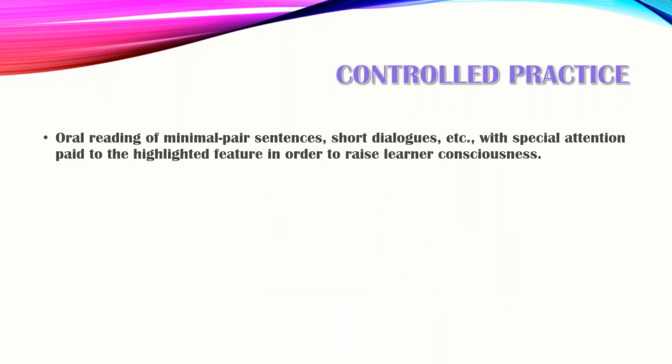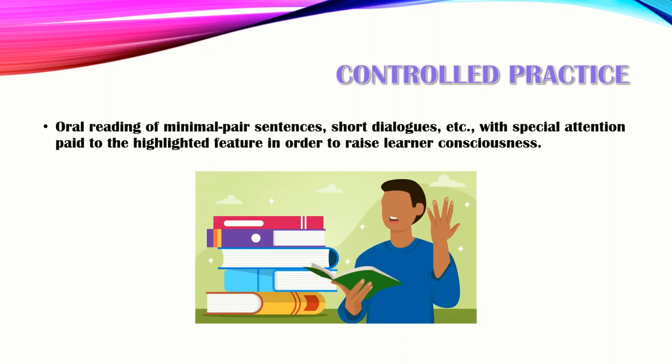The third stage of this framework is controlled practice, which consists of oral reading of minimal pair sentences, short dialogues, etc., with special attention paid to the highlighted feature in order to raise learner consciousness. In this type of practice, production is limited to certain sound features, and learners' attention is directed to the accurate production of these features. And generally, in these activities, the focus is on form and accuracy.